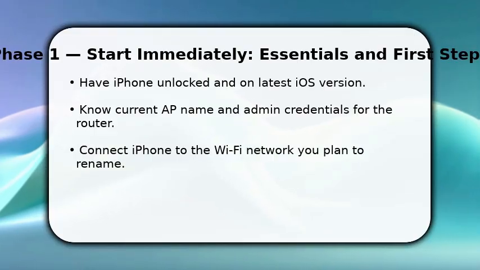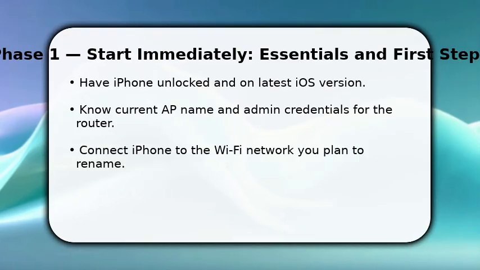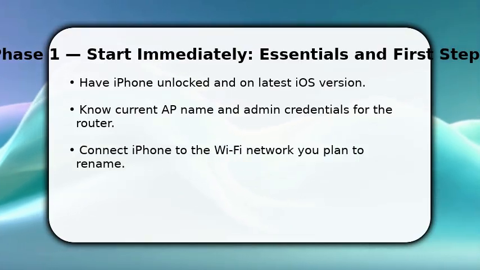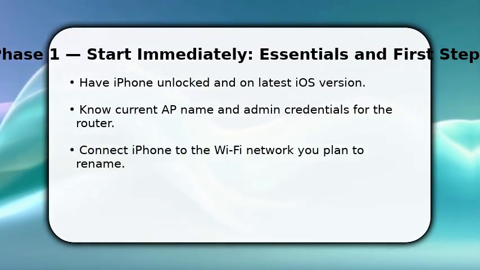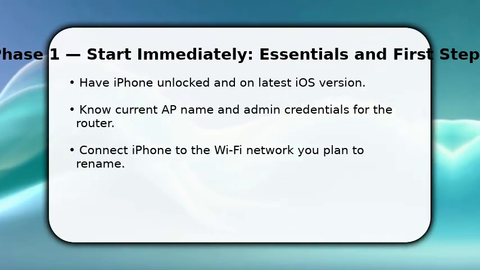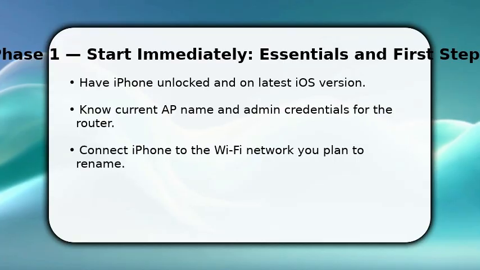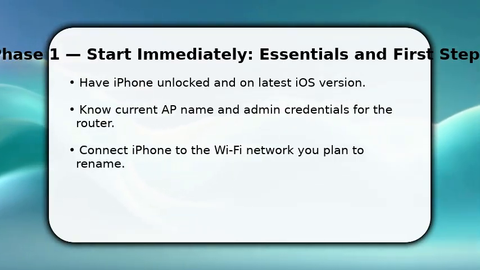You begin by confirming prerequisites: an unlocked iPhone, current Wi-Fi connection, and the router admin login. Tap Settings, then Wi-Fi to verify network. Once done, open Safari or your router app. Use the router IP or stored app to access settings.